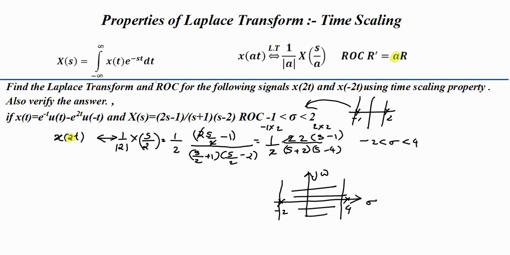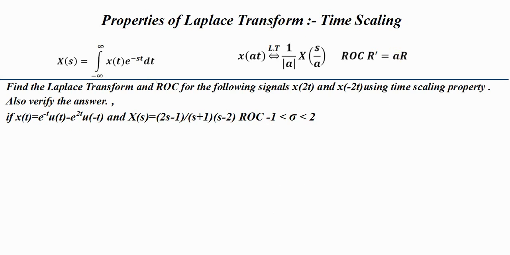Now we need to verify whether we get this particular answer. Here we are getting 2 into s minus 1 over s plus 2 into s minus 4. We can directly approach this particular problem. We need to find x of 2t. X of 2t can be written by replacing t with 2t in the given x of t. So it's e raised to minus 2t, u of 2t minus e raised to 4t into u of minus 2t.